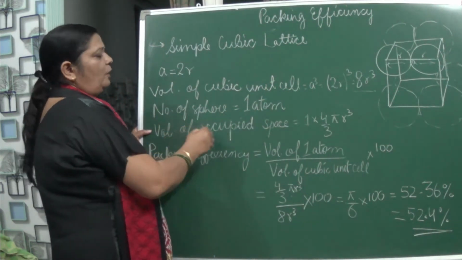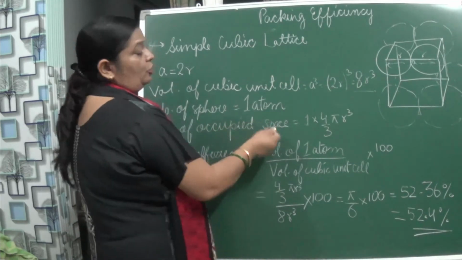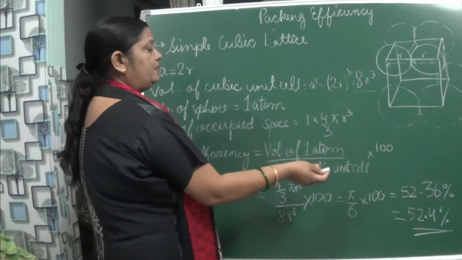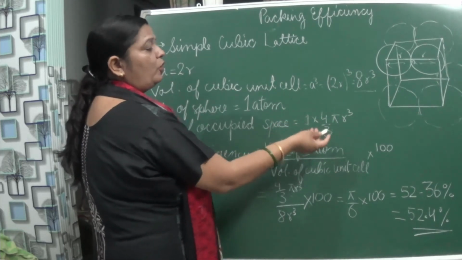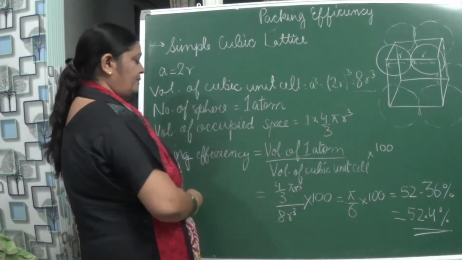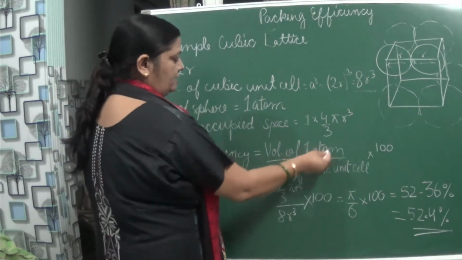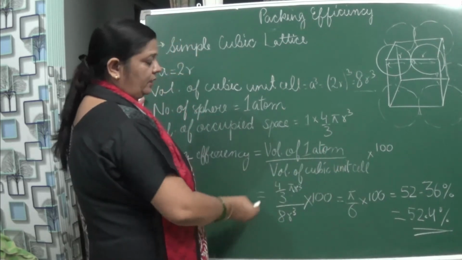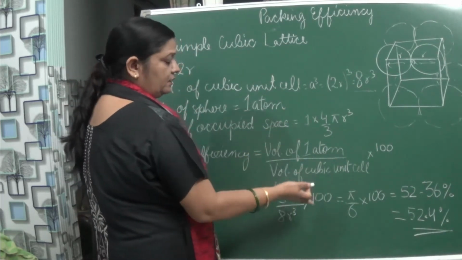Now, how will we calculate the volume of the occupied space? One atom is there, so it is 4 upon 3 pi r cube. Now, keeping in the formula of packing efficiency, it is the volume of one atom upon the volume of the cubic unit cell into 100. Now we will just put the values in the formula.